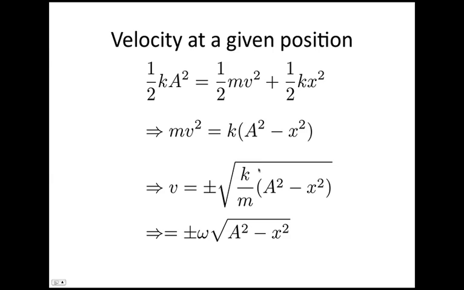Dividing through by m and taking the square root, the velocity is equal to plus or minus the square root of k on m times (A squared minus x squared). K on m is just omega squared, so pulling omega out the front, we've got the velocity is equal to plus or minus omega times the square root of (A squared minus x squared).